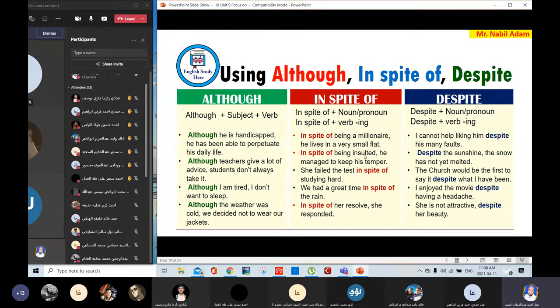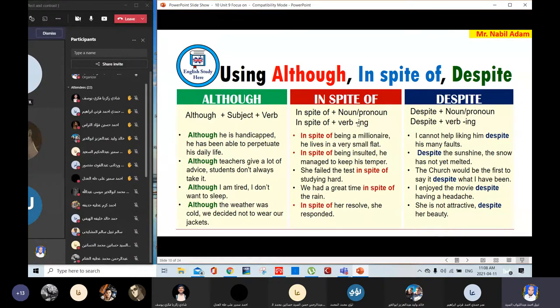In spite of being insulted, he managed to keep his temper. Although he was insulted, he managed to keep his temper. She failed the test in spite of studying hard. She failed the test although she studied hard. Although is the same as though and even though. As for in spite of and despite, they have the same usage, with no difference between them.